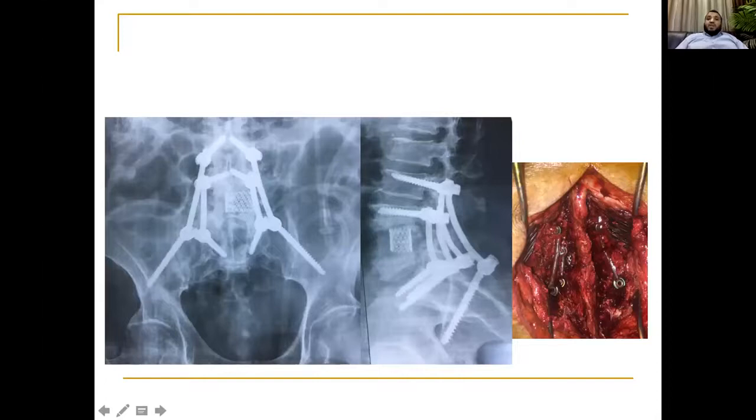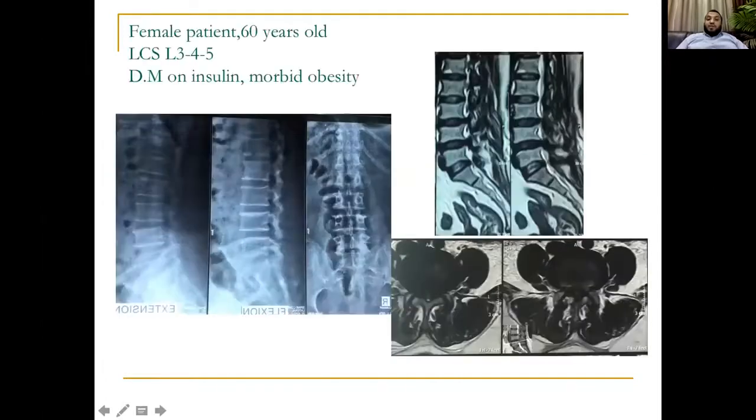Another example is this lady. She is a 60-year-old lady, and she had a lumbar canal stenosis, as we can see at the L3-4 level, and she was diabetic on insulin. She was morbidly obese, and she had this plain radiograph, which for me shows a stable lumbar spine in flexion and extension views. My first choice, if I was the first surgeon, is to do just a limited decompression for this problem.